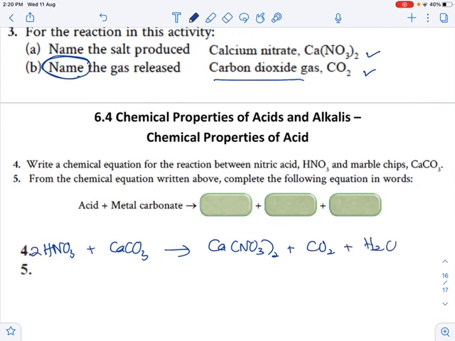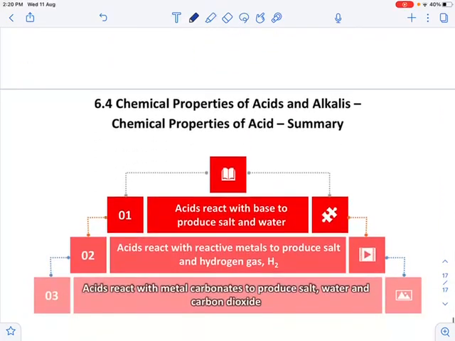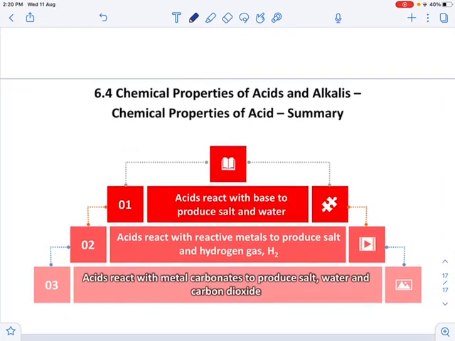So 2HNO3. And from the chemical equation written above, complete the following equation in words. Acid reacts with metal carbonate to form salt, carbon dioxide gas, and water. Okay, so as the conclusion, there are 3 chemical properties of acid.